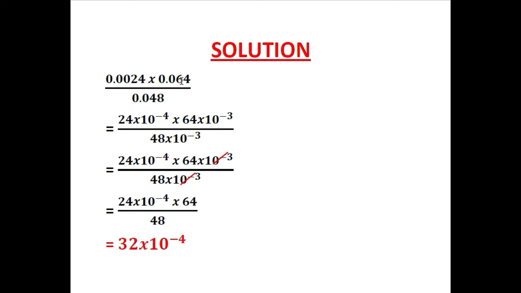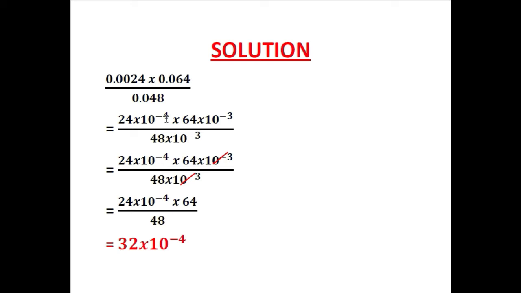Now for us to solve this question, this is how the solution is going to go. So we have 0.0024 multiplied by 0.064 all divided by 0.048. The first thing for us to do is to express each of these terms in standard form. So if we express 0.0024 in standard form, we are going to have 24 times 10 raised to the power minus 4.